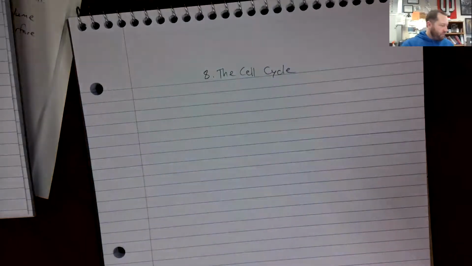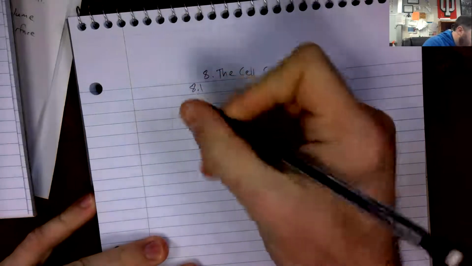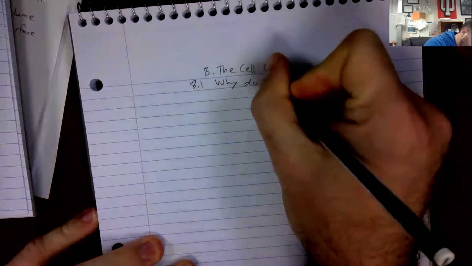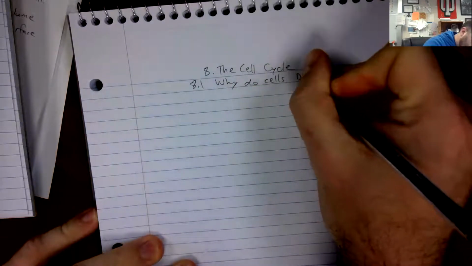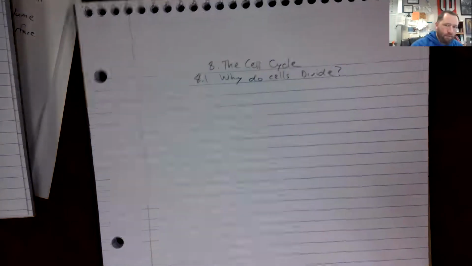That we're doing today. So the cell cycle is the overall unit. And today, the first part of that unit, 8.1, why do cells divide?